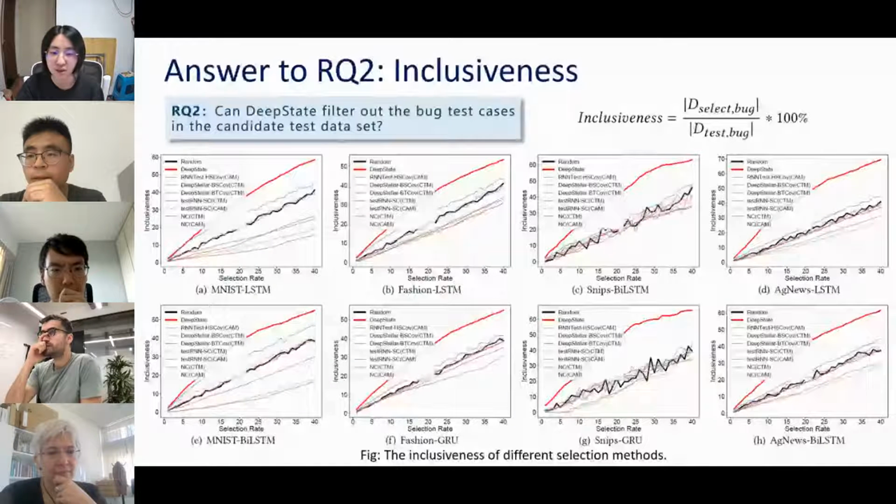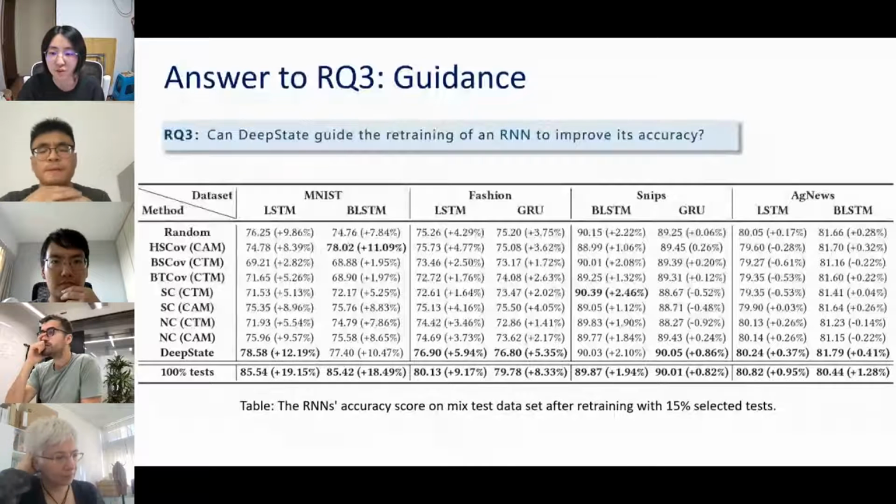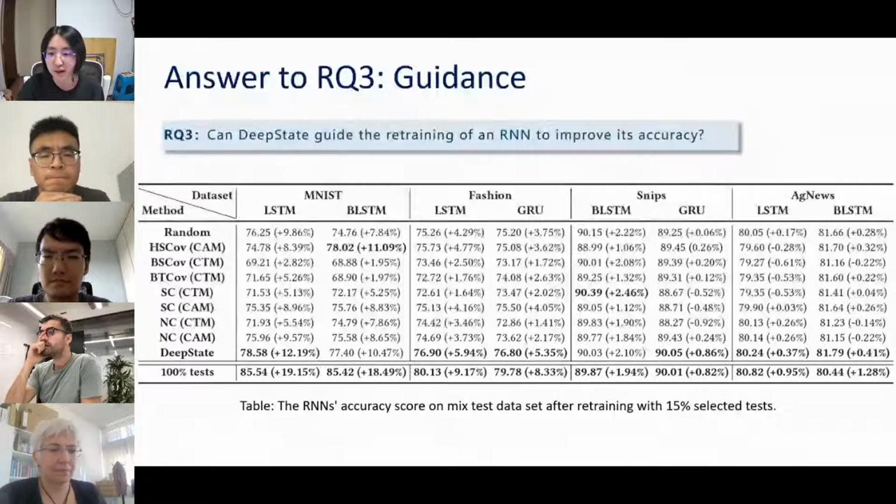In this slide, we show the RNN's accuracy score on test datasets after retraining with 50% selected tests. As can be seen from this table, in all models and datasets, compared to random selecting data for retraining, the data selected by Deep State can generally improve the accuracy of the RNN models.